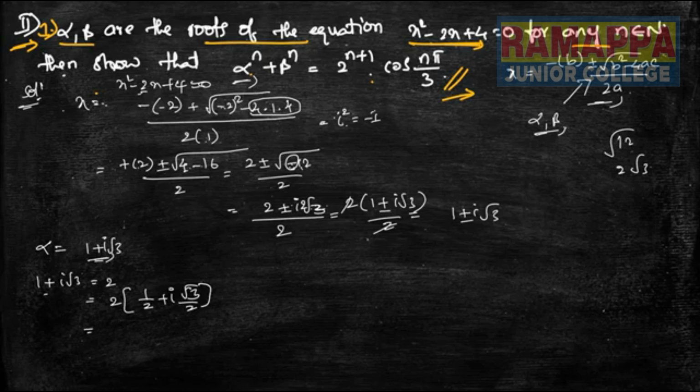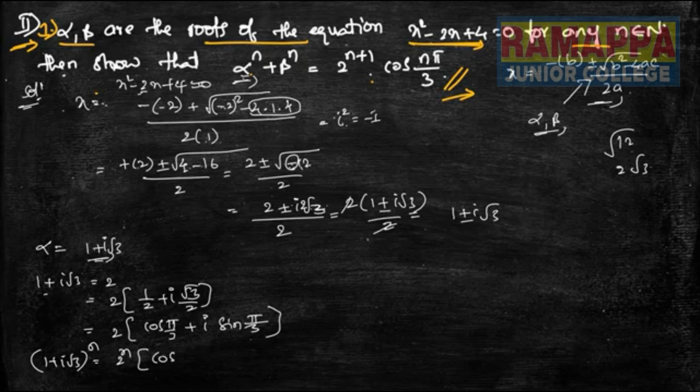So from this, 1 by 2 we can write as cos pi by 3. So 2 into cos pi by 3 plus i sin pi by 3, where pi by 3 is 60 degrees. So what we have to find is the power of n. So alpha power of n, alpha is 1 plus i root 3, so 1 plus i root 3 whole power of n is equal to 2 power of n, cos pi by 3 plus i sin pi by 3 whole power of n. I will write directly: n pi by 3 plus i sin n pi by 3.